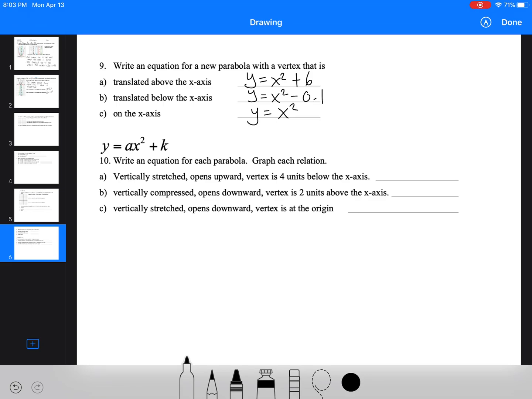So now we need to write an equation that's vertically stretched, opens up, and the vertex is 4 units below the x-axis. If it's opening up, that's a positive a. It's stretched, so it's got to be a number bigger than 1, and it's moved down 4, so we've got -4. Now we're vertically compressed, opening down, and the vertex is 2 units up. Well, first, it's opening down, tells me that it's negative. It's compressed, so it's got to be any number between 0 and 1. And then it's moving down 2.